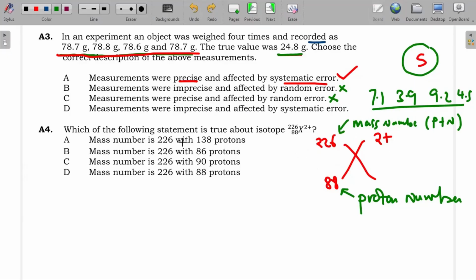So here they're saying which of the following is true about this? The mass number is this, and then it has how many protons? 88. Okay, so the answer there is simply D, because the proton number does not change. It doesn't matter the charge that you have.